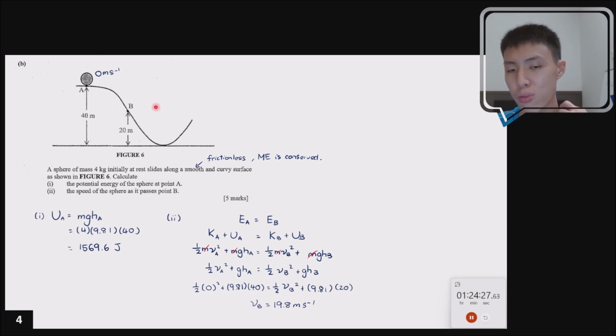Is it an X component speed or Y component speed? No, it's the combined, the resultant speed at point B. It's not the X component, it's not the Y component. It's just the speed at point B. Okay, we're done with this question.